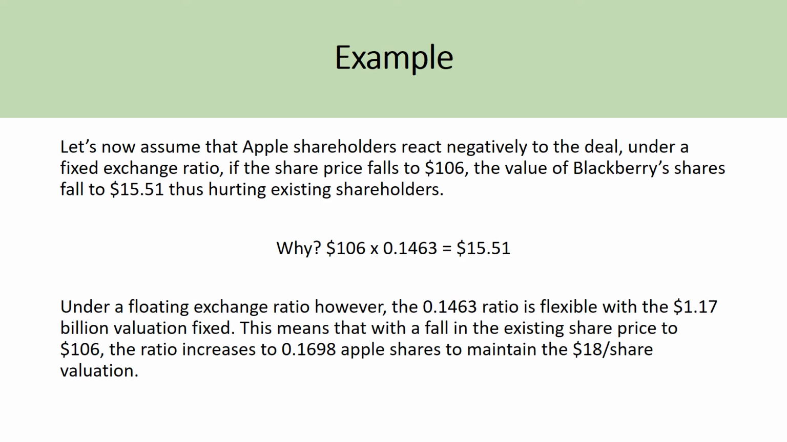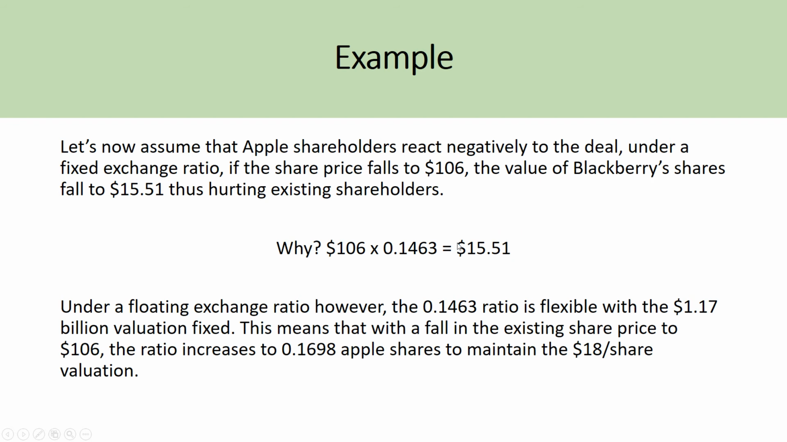So in a floating exchange ratio, the value stays the same, and so that $1.17 billion valuation stays the same. But in a fixed exchange ratio, as it says over here, if the share price falls, then the offer price falls, and we can actually calculate that. So take the fixed exchange ratio of 0.1463 and multiply by the new share price of $106. Well, that gives you 15.51. So now the new offer price is less.